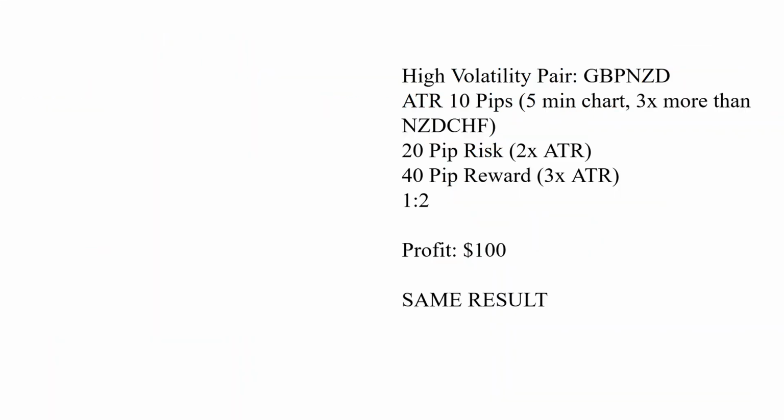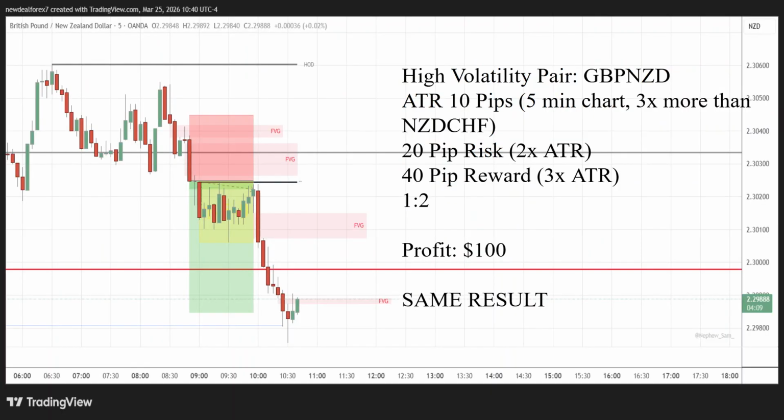But now let's take a look at the other one. So this is a higher volatility pair, which is pound New Zealand. The ATR on this one is 10 pips in 5 minutes. So more than 3 times of what we just saw in New Zealand Swiss.